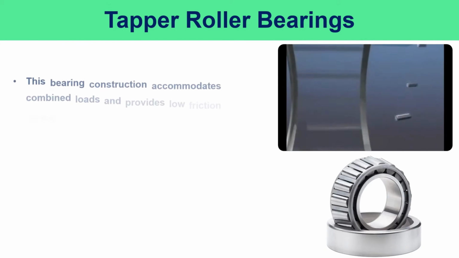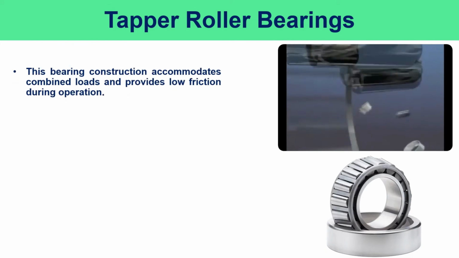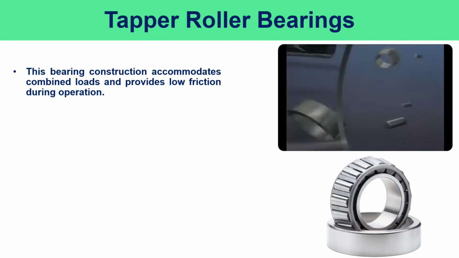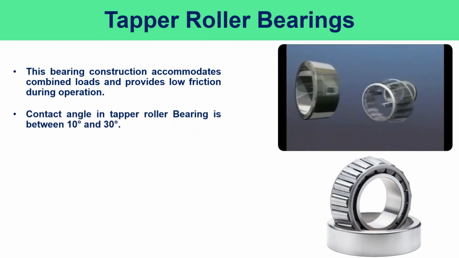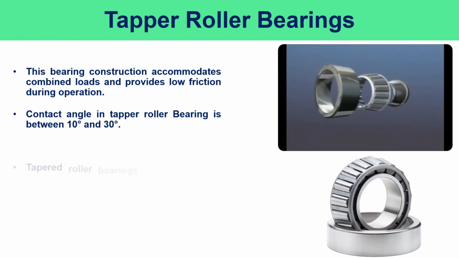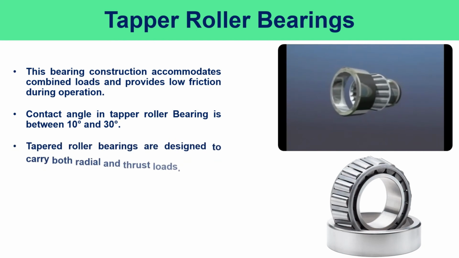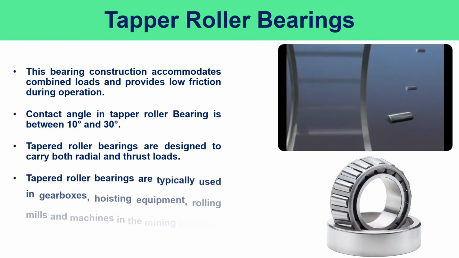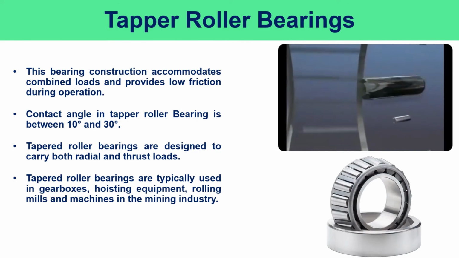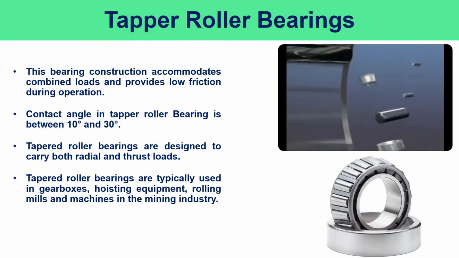This bearing construction accommodates combined loads and provides low friction during operation. The contact angle in a tapered roller bearing is between 10 degrees and 30 degrees. Tapered roller bearings are designed to carry both radial and thrust loads. Tapered roller bearings are typically used in gearboxes, hoisting equipment, rolling mills and machines in the mining industry.